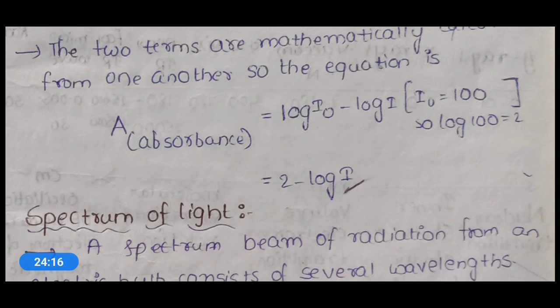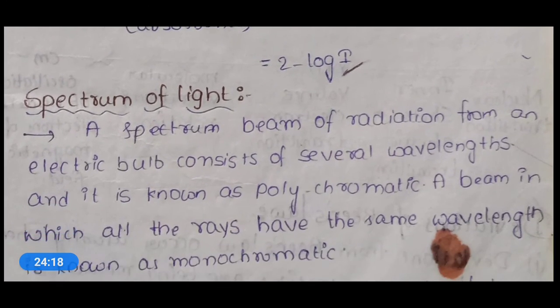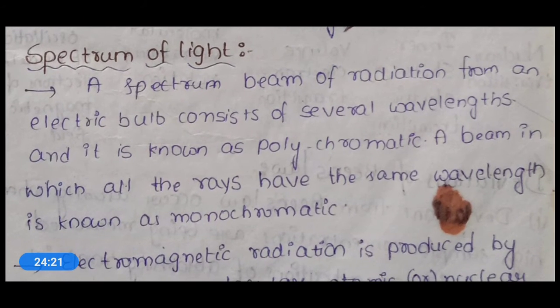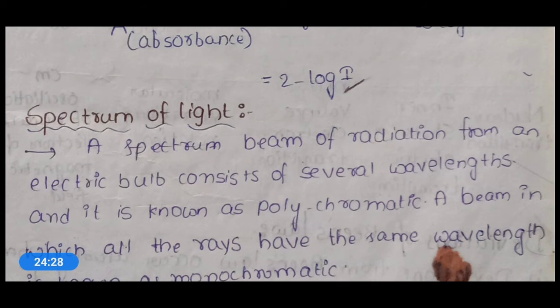Now let's see about the spectrum of light. To start the topic of UV visible spectrometry, we should know about the spectrum of light, and we'll also discuss a few deviations of Beer-Lambert's law. Not only Beer's law, but Beer-Lambert's law also has some deviations. Let's see these two topics, then we can start UV visible spectrometry.